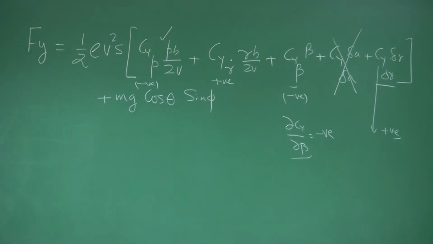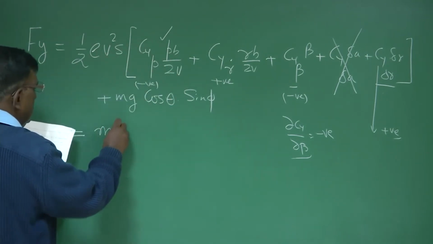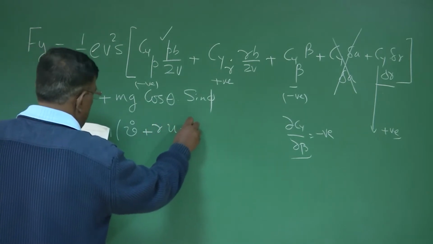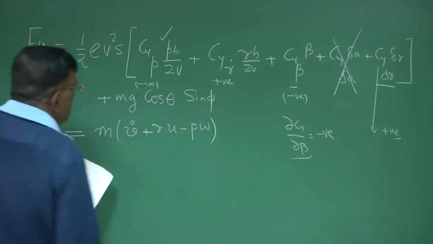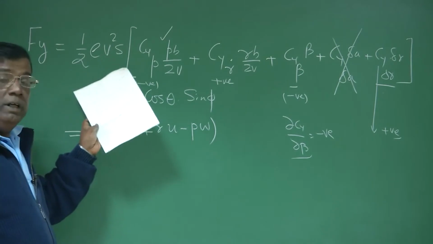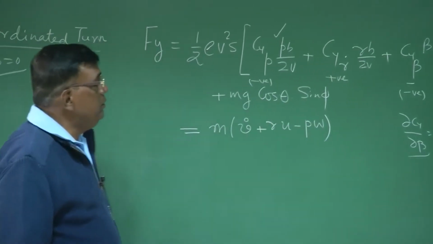And the kinematics part, if I now want to equate, if you see the six-DOF equation, this whole term will be equated to m v dot plus R u minus P w. So v dot is the component of V along total V, which is half rho V square, capital V square, component of that V along the local y direction. And u is the component of total V along the local x direction, and the local z direction is w.